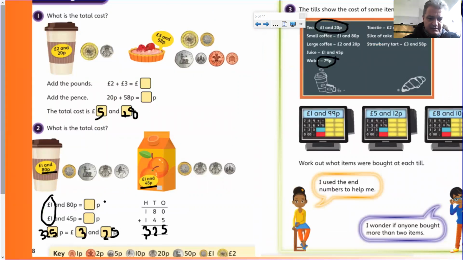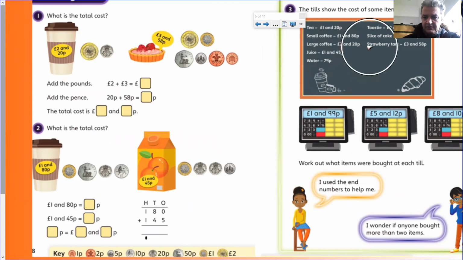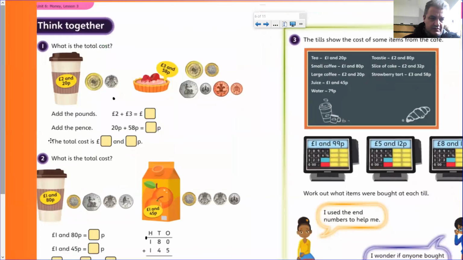Already had a go, please. Rub those off quickly. Again, very similar. What I've got here, just move that down so I don't make a mess. I've got a coffee for £2.20 and a nice looking strawberry tart for £3.58.